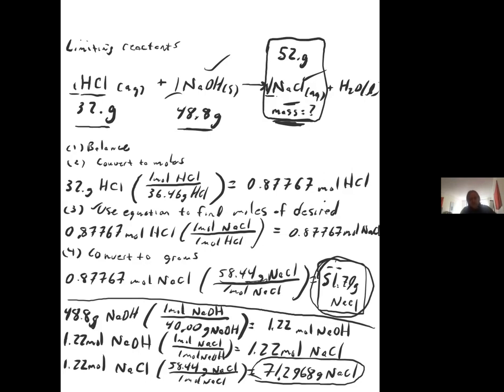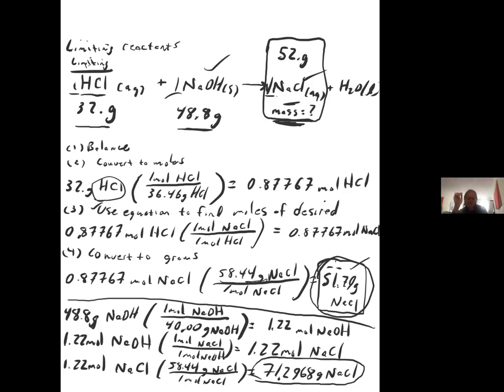Then you say, which one's the limiting? The limiting is the one that gave you the smaller amount. So backtracking. It doesn't ask you for this. It just says how much you're going to get. But if you look at it, the HCl is the one that gave you 51.79 grams. That's where we got that number. So that's the limiting reactant.